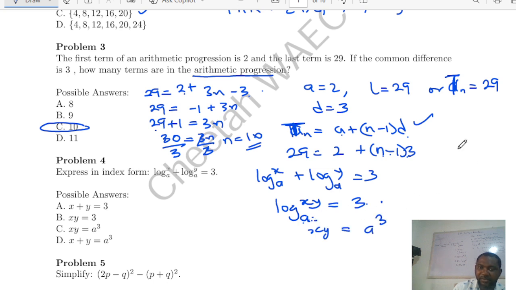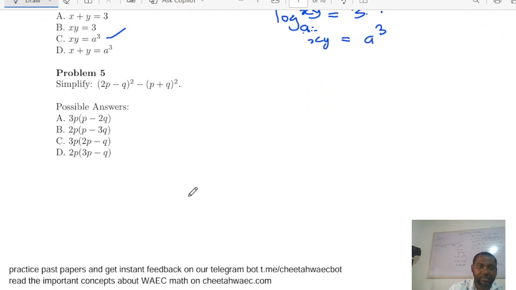That's the answer. Remember that when you have log x to base y equal to a, it means that x will be equal to y raised to the power of a. That is a law in logarithm. So xy equals a cube is the answer. So the answer to that question is C. I hope that makes sense.